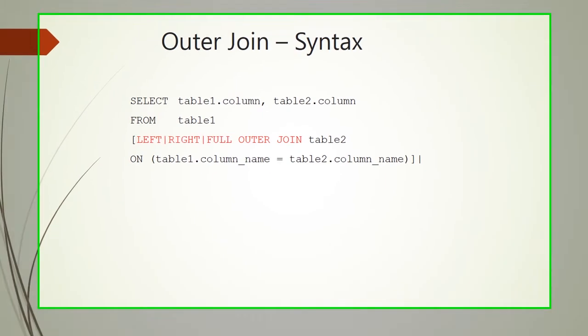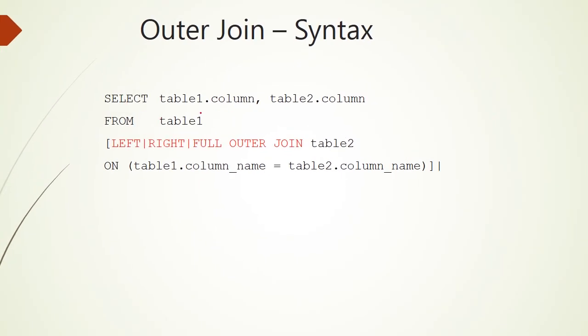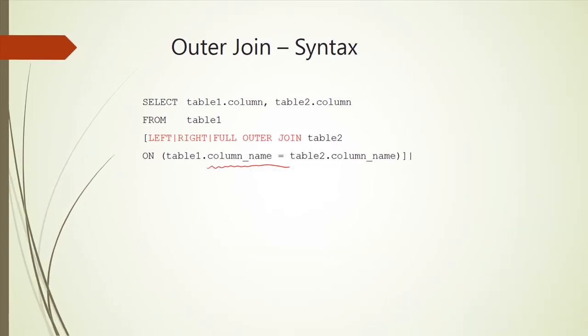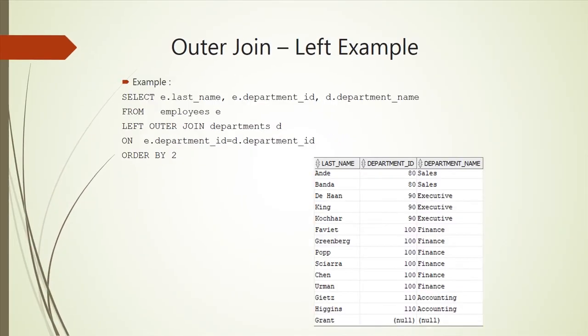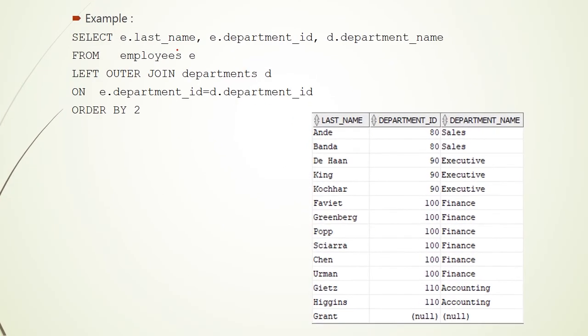The syntax of outer join is: select column list from table 1, left or right or full outer join table 2 on, and you specify the condition for the join statement. For left outer join, as we can see: select e.last_name, e.department_ID, d.department_ID from table employees, and we give it an alias e, left outer join table departments d, and the condition is e.department_ID equal d.department_ID, and last thing, ordered by the second column, which is in this case the department ID.